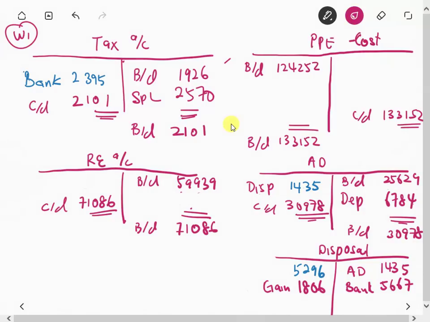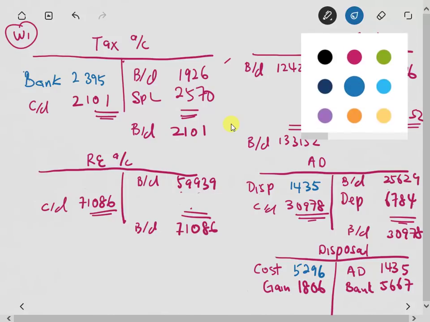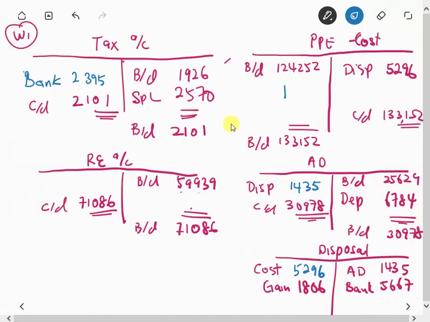Go where? I debit, where do I credit? Cost means cost account. I dispose of an asset which costs 5296. So where's the missing figure now? Now here's 133 plus 5, 138. 138, 124. Missing figure is here. Debit. Why do I debit? Because I buy or sell? Buy. Bank. I pay 14196.